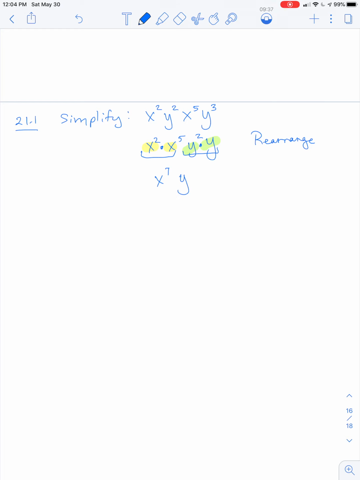Well, what is the last exponent there? Did I erase it? I think I did. Should be a 3. So we have y to the 5th. So the answer to that problem would be x to the 7th power times y to the 5th power.